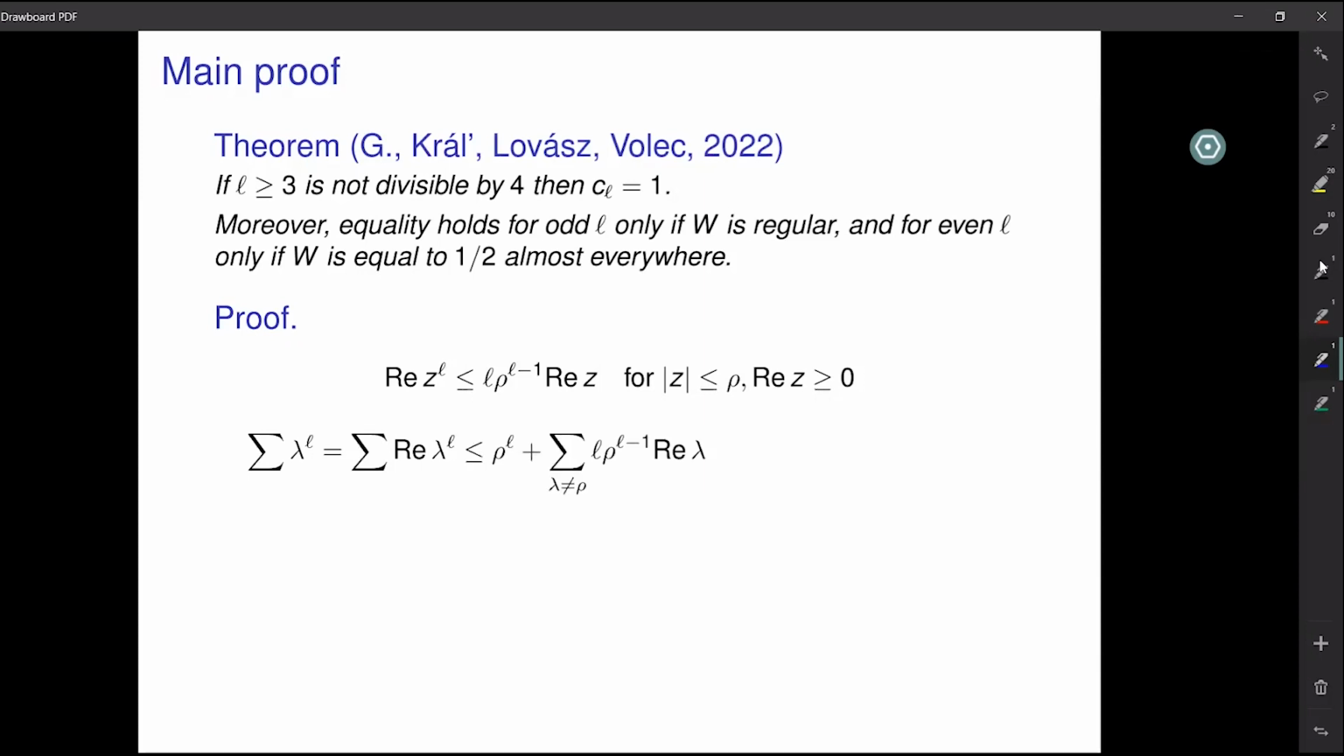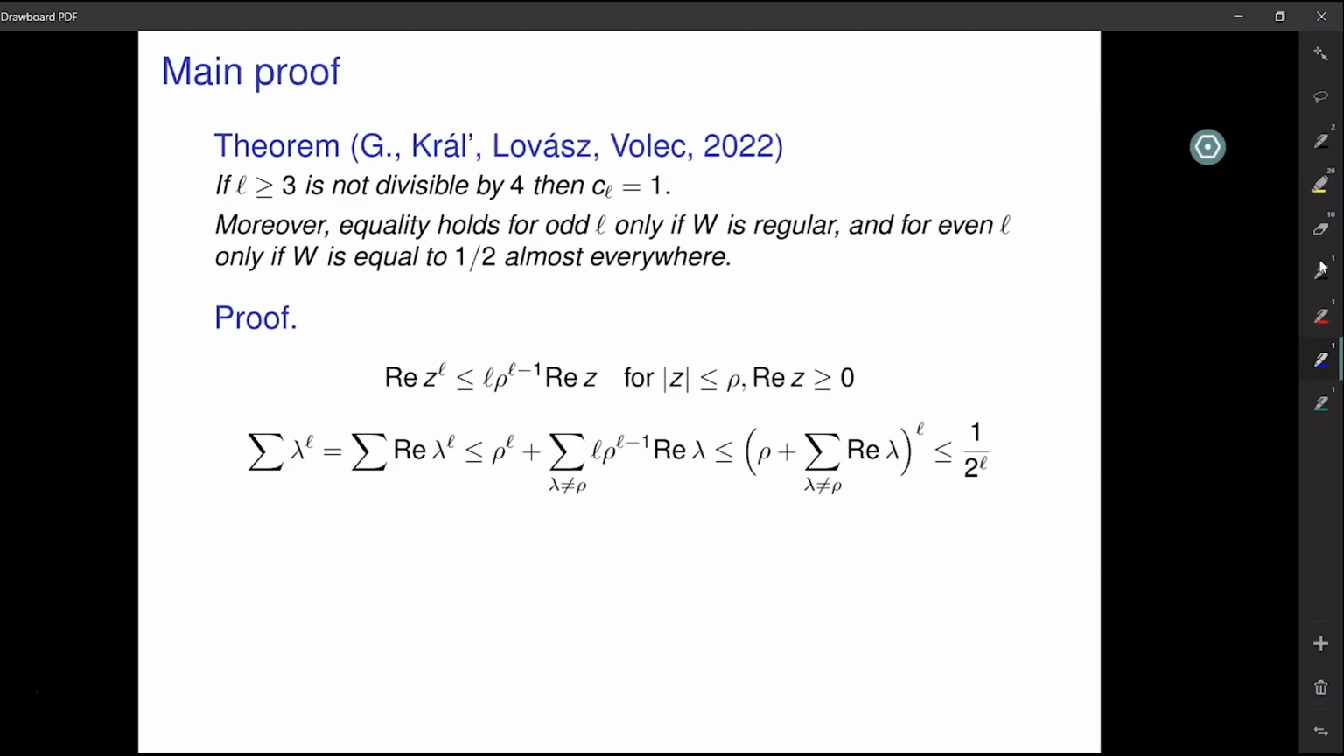Then we can use the above inequality: we keep the spectral radius, and for all the others we use the inequality. And now this is just the sum of real parts to the power L, and since the sum of real parts is at most half, we get that this is at most half to the power L, and this is exactly what we wanted to prove, right? 2 to the power L times the sum of L powers is at most 1.